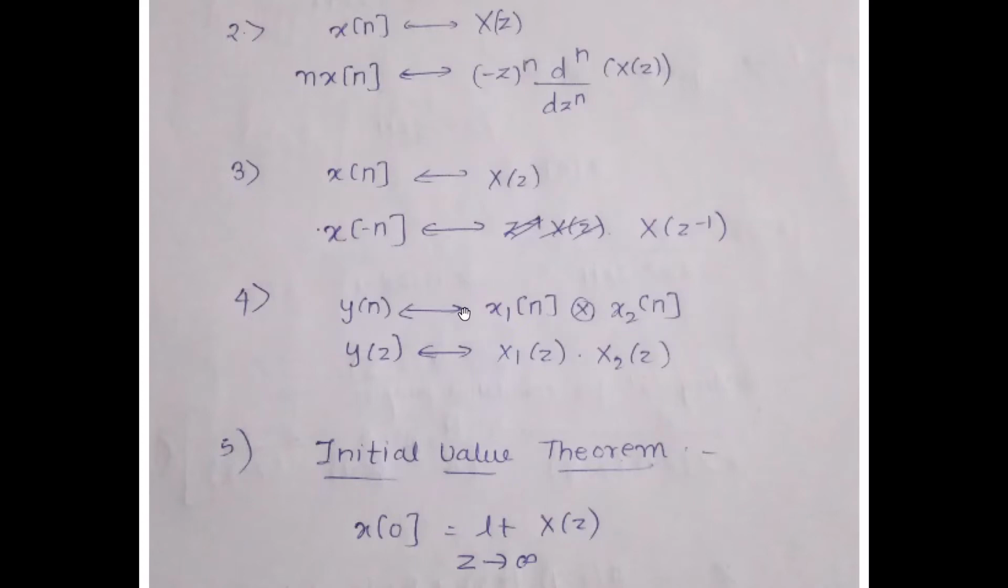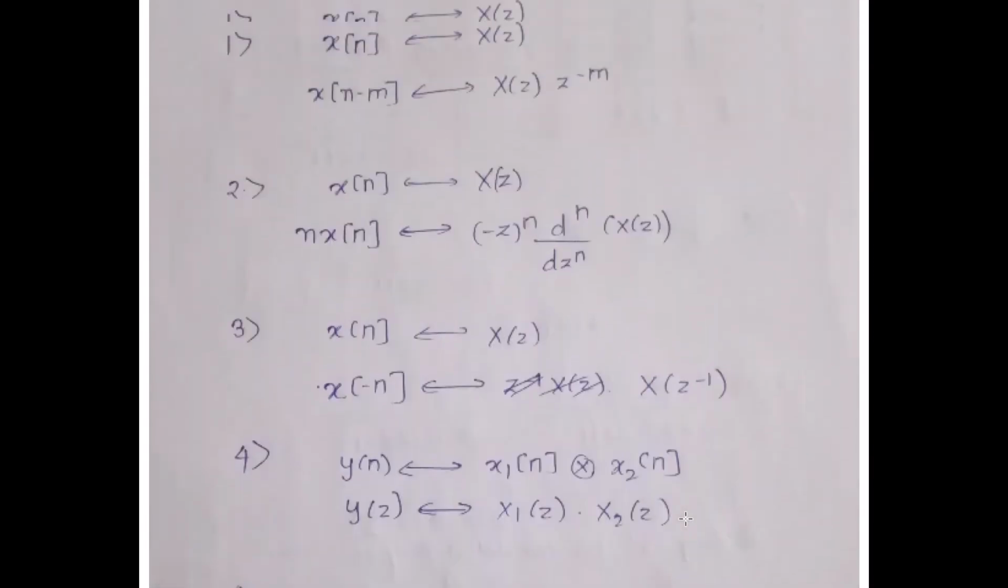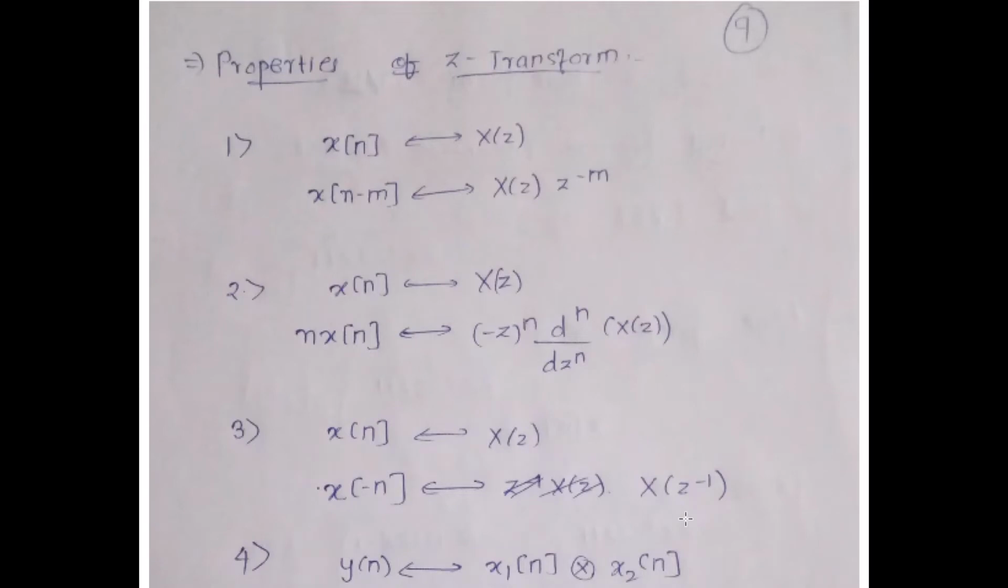Y of n corresponds to x1 of n convolution x2 of n. Therefore, y of z, which is the z transform of y of n, is x1 of z into x2 of z. Next, we have the initial value theorem. The initial value theorem says that x of 0 is equal to the limit of z tends to infinity of x of z, and x of infinity is equal to the limit of z tends to 1 of (1 minus z inverse) into x of z. So I hope I am clear on the properties of Z transform.